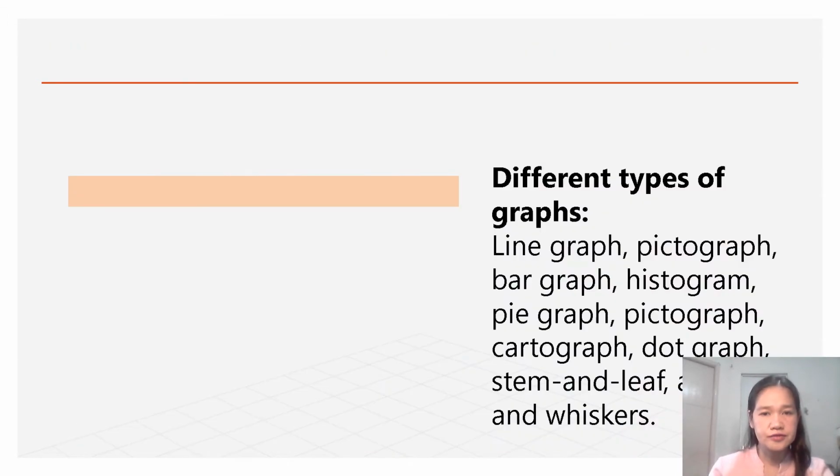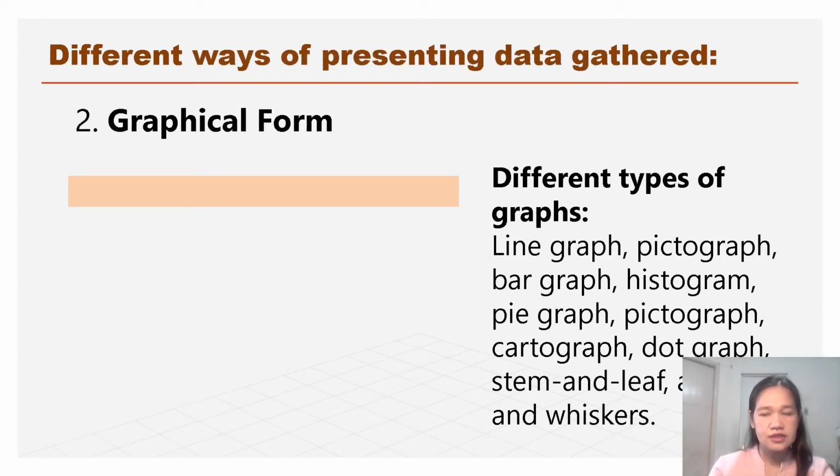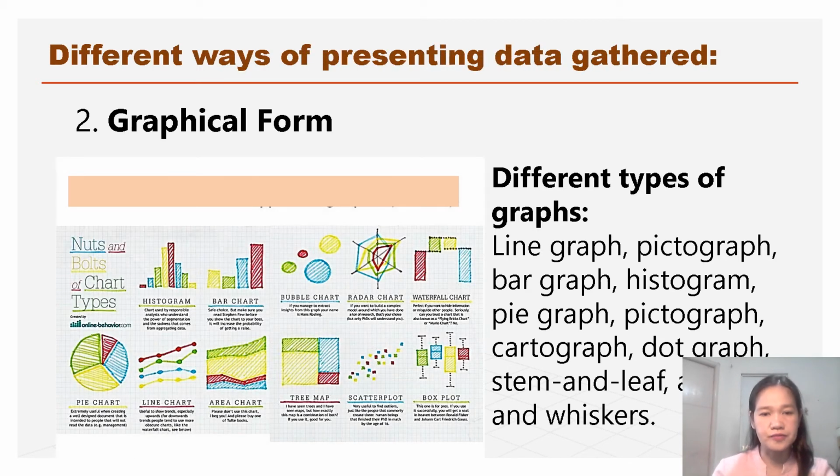The second one is the graphical form. These are some examples of the graphical form. Graphical form is where data is organized and presented through the use of various graphs. It facilitates analyzing, summarizing, and understanding a voluminous set of data. As stated here, these are the different types of graph: the line graph, pictograph, bar graph, histogram, pie graph, cartograph, dot graph, stem and leaf display, and box and whiskers.